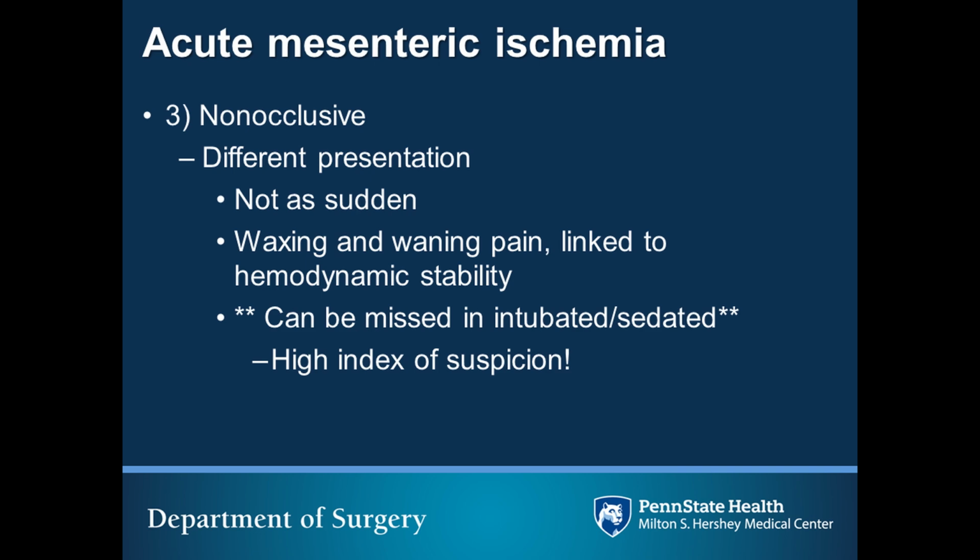The third type of acute mesenteric ischemia is non-occlusive. This is a very different presentation from the sudden onset of abdominal pain seen in thrombotic or embolic subtypes. In these cases, the patients often have waxing or waning pain, which is linked to their hemodynamic stability. This is most often seen in patients in the ICU, often who have some type of shock leading to low blood flow states, and also for patients who are on pressors, which also predisposes them to this condition.